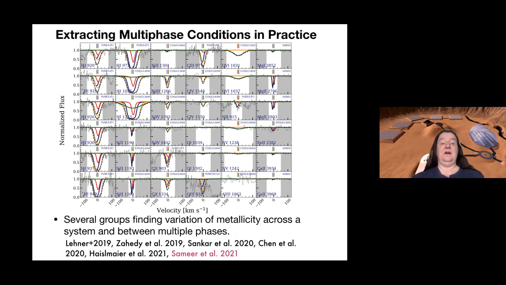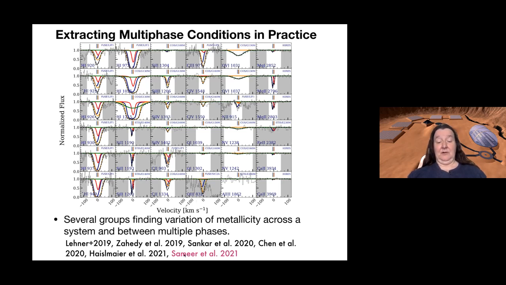So it really is possible to separate these profiles into different phases, and several groups are working on this, on looking at variations of metallicity across a system. There was some pioneering work in 2019. Many people had done it more by hand for the last 2 decades, really, but now it's possible to do a more rigorous Bayesian cloud-by-cloud modeling and infer metallicities and densities with error bars.